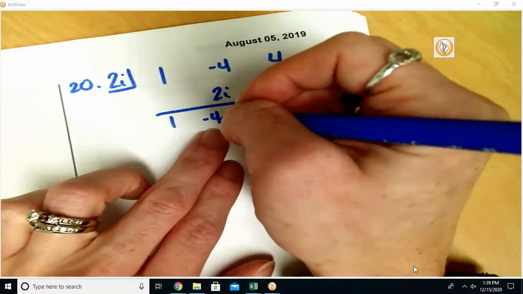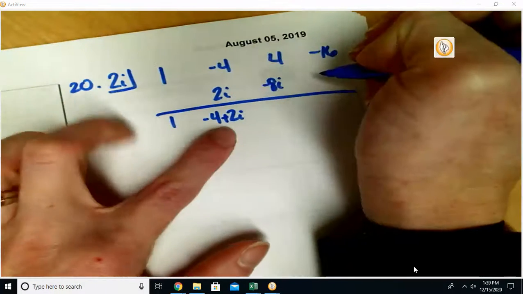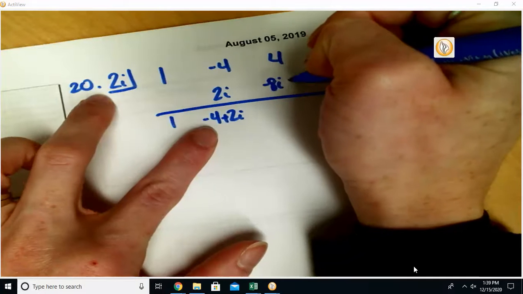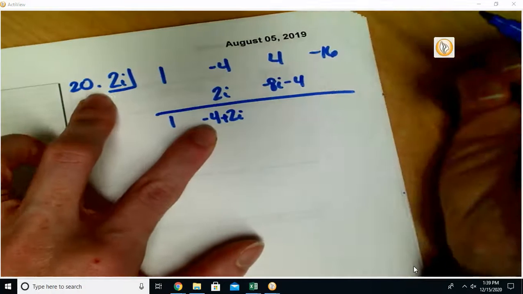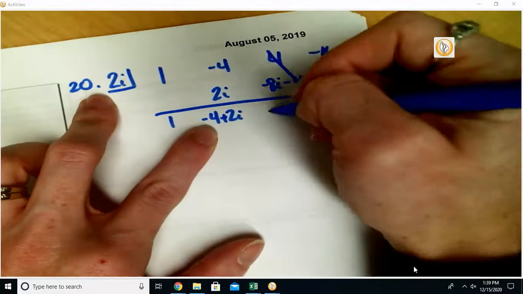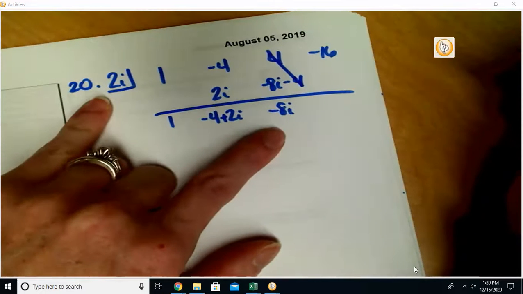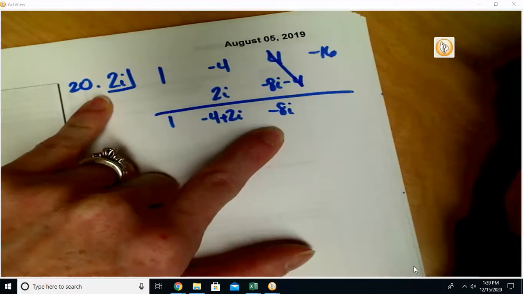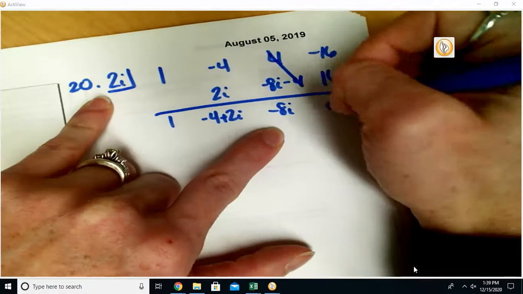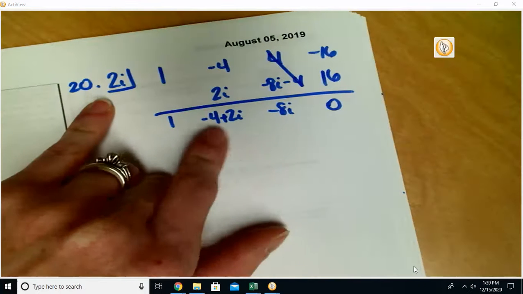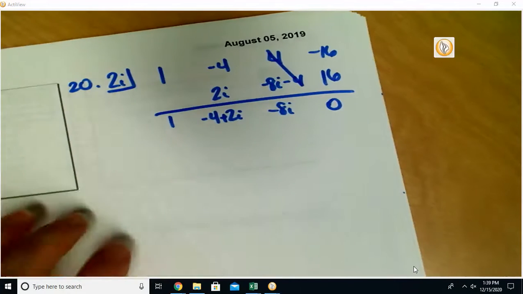Multiply. -4 times 2i is -8i. 2i times 2i is 4i squared, which is -4, so when you add, 4 and -4 drop out, and we have -8i. You multiply with 2i, you get -16i squared, which is +16, and we get 0. Okay, this is still pretty ugly, but if 2i is a 0, what else is?